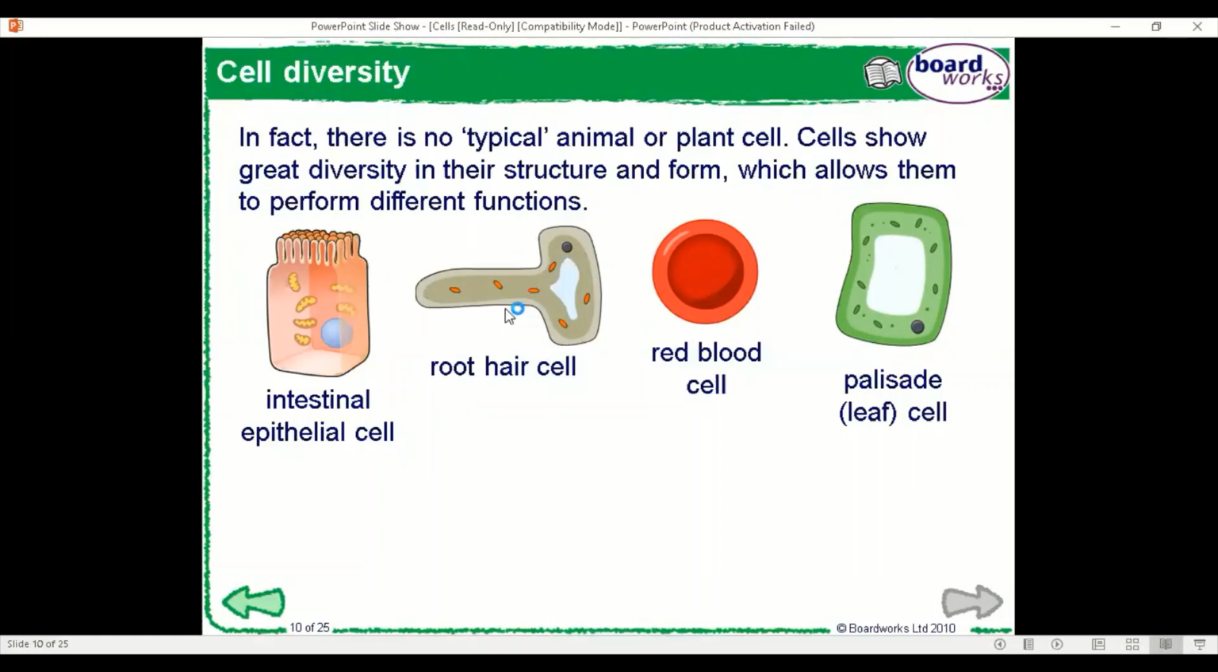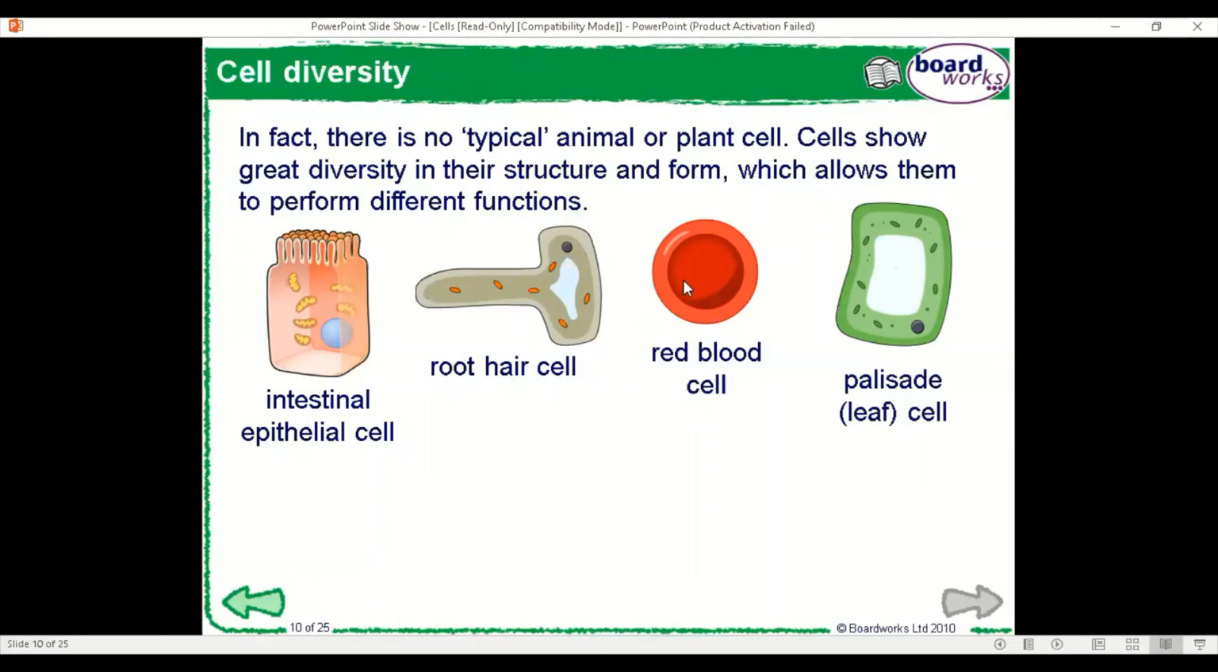Then you have the root hair cell. Now the root hair cell has got lots of hairs on it. You can't see them, but what that does is help absorb water and minerals from the soil, because it's got lots and lots of these hairs, and it increases the surface area. The larger the surface area, the more absorption.